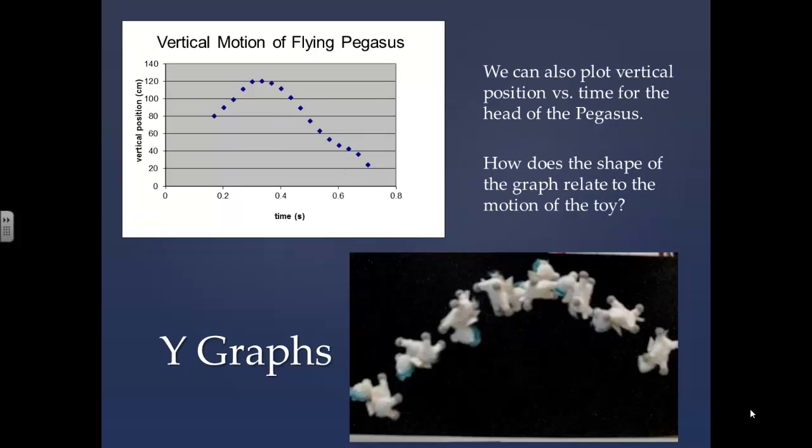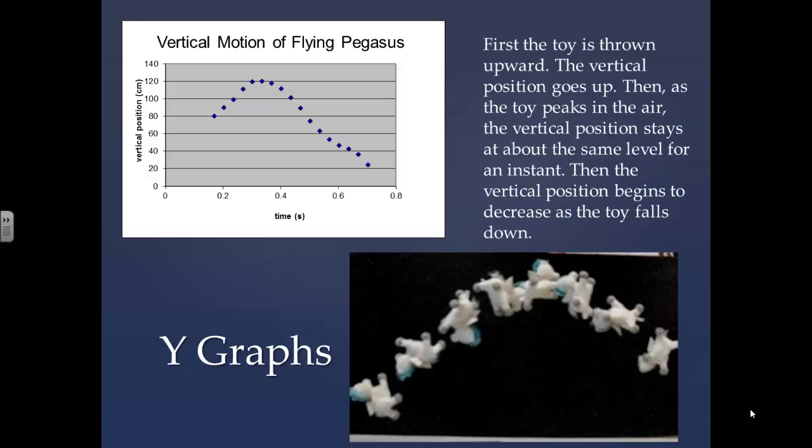We can also plot vertical position versus time for the head of the Pegasus. How does the shape of this graph relate to the motion of the toy? First, the toy is thrown upward. The vertical position goes up. Then, as the toy peaks in the air, the vertical position stays at about the same level for an instant. Then the vertical position begins to decrease as the toy falls down.